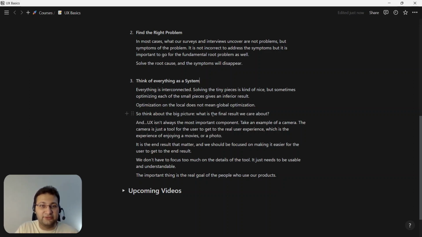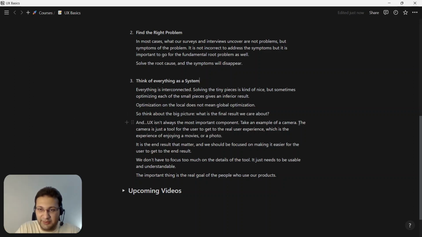What is the final result we care about? Always have the final state of whatever project you're working on in sight, because then you can make your decisions accordingly and think on that systematic level. And UX isn't always the most important component. Maybe in a project you're working on, UX is not the most important and functionality may be.